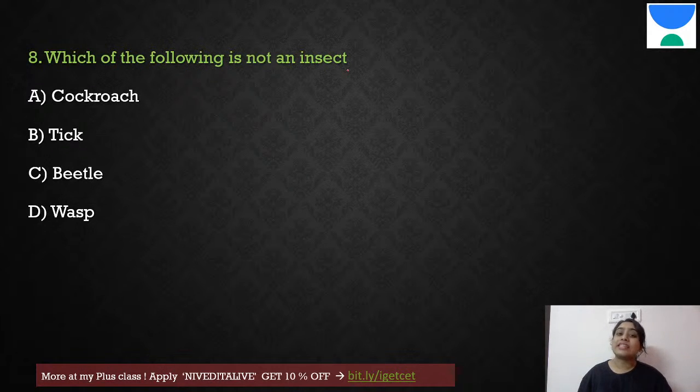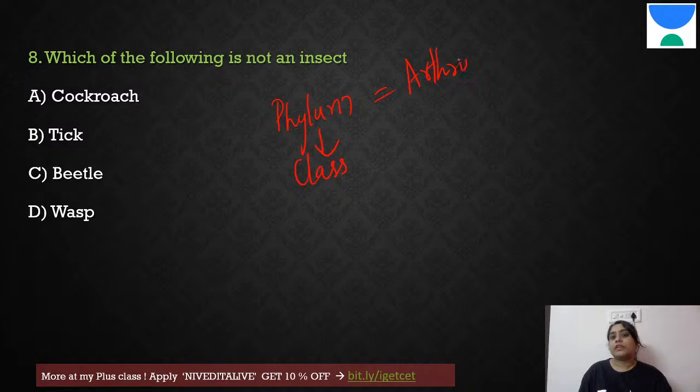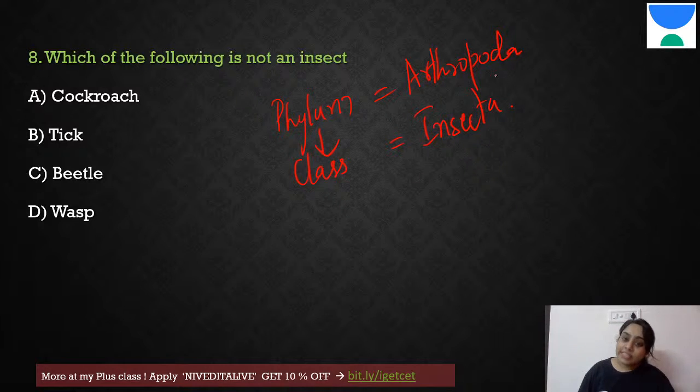So it is a class. You have kingdom, phylum, then you have class, right? So arthropod here is the phylum, and under Arthropoda we have the class Insecta. There are many classes, one of the classes is Arachnida. So all which come under Insecta are insects. The rest of them are not insects.